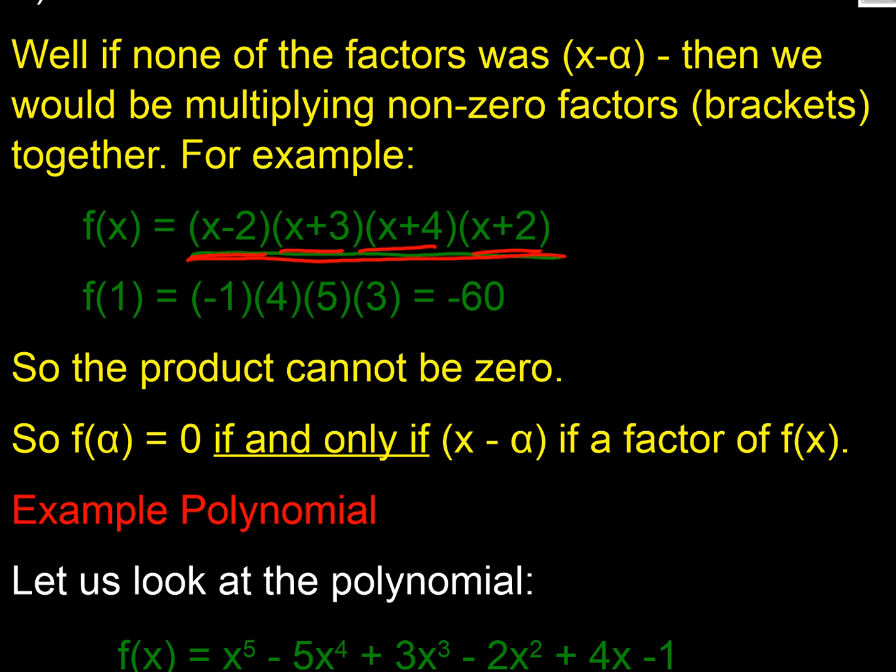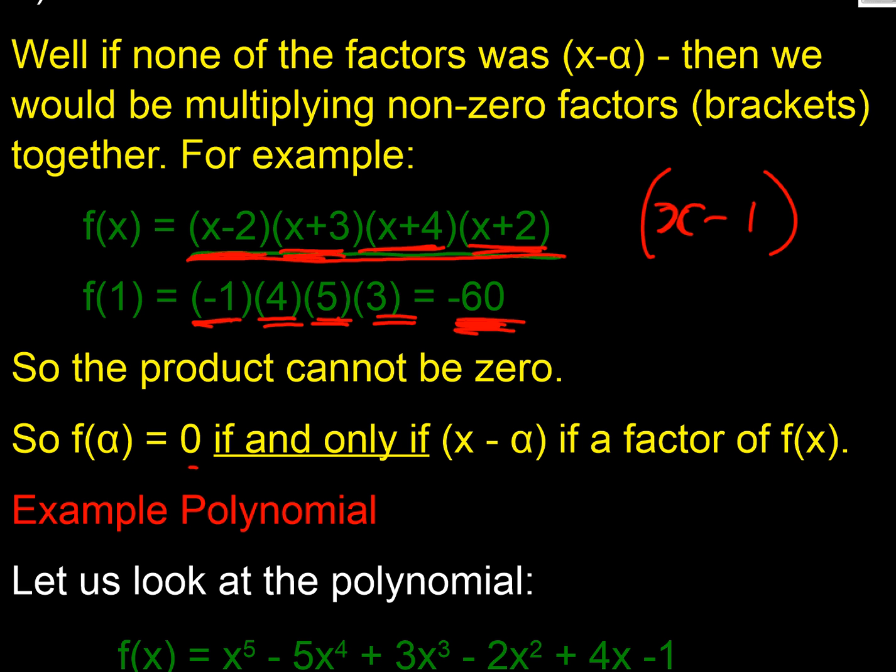But if I put in, say, x equals 1, if I wanted to see whether x minus 1 was a factor, I wouldn't get 0 for the first bracket, I wouldn't get 0 for the second bracket, or for the third, or for the fourth. Here are their values. And therefore, if I multiply them together, I'm going to get something that's non-zero. So if none of these brackets are 0, then the product of them cannot be 0. So it can't be the other way around.